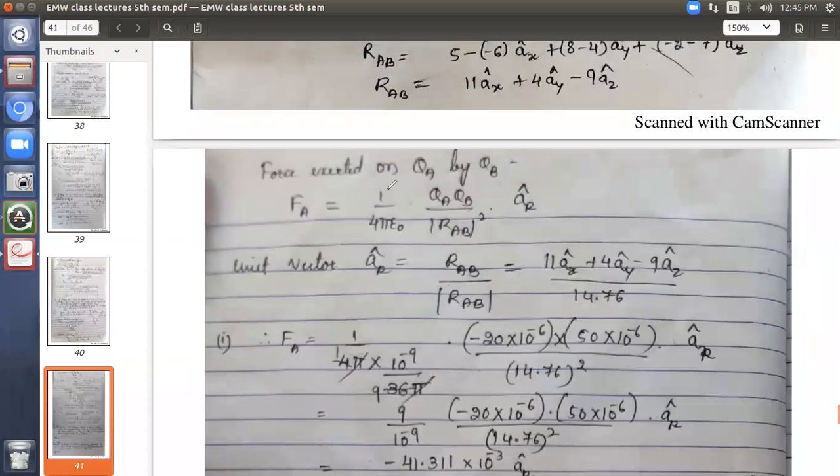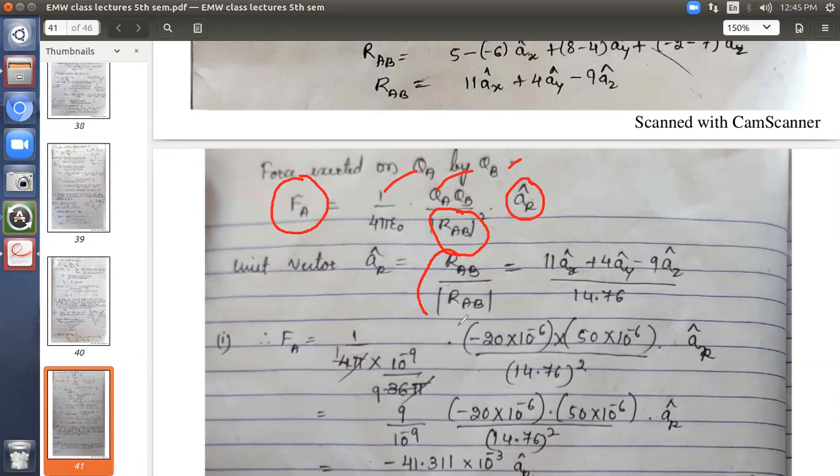Okay. The force exerted on the charge QA due to the charge QB is given by, I have taken this suffix F suffix capital A, notation 1 by 4 pi epsilon naught QA QB divided by the magnitude of the position vector squared into the unit vector AR. Now, unit vector AR I have calculated.